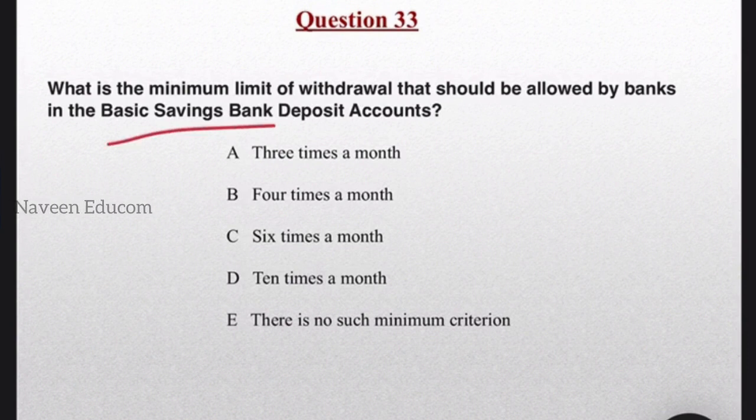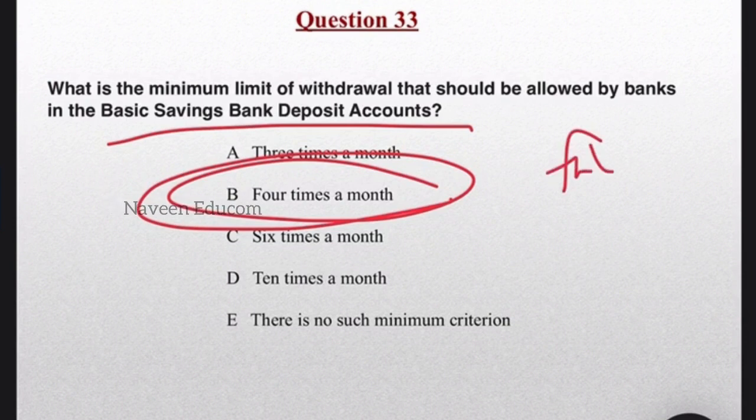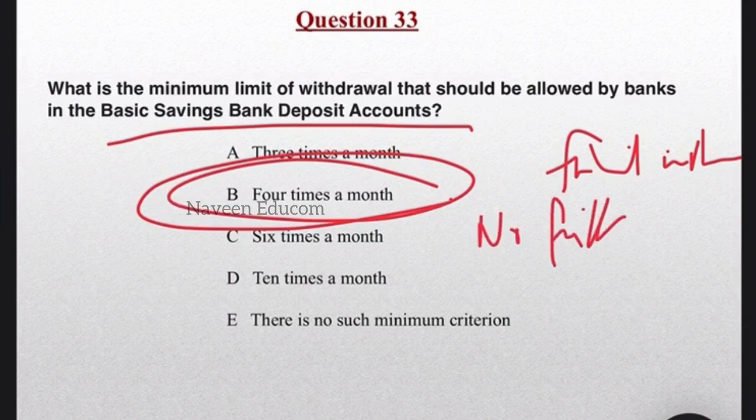Coming to the next question, what is the minimum limit of withdrawals that should be allowed by banks in the basic savings bank deposit accounts? Answer is option B, 4 times a month. We will call the basic savings bank deposit account BSBDA. These accounts are aimed at promoting financial inclusion in the country. They were earlier known as the no frills account.